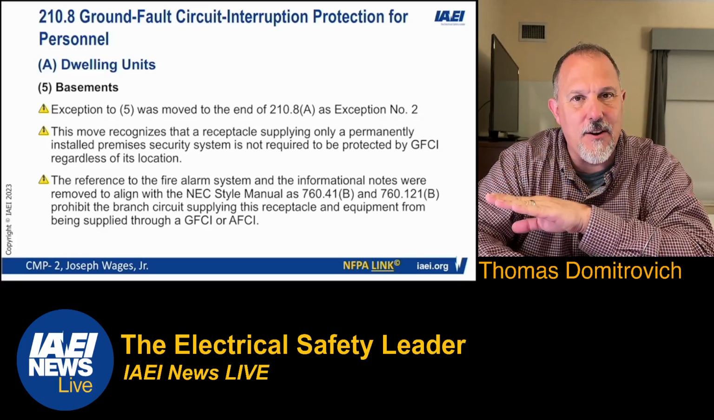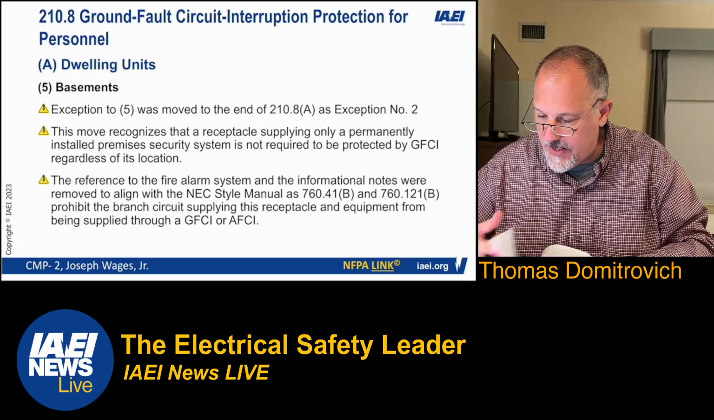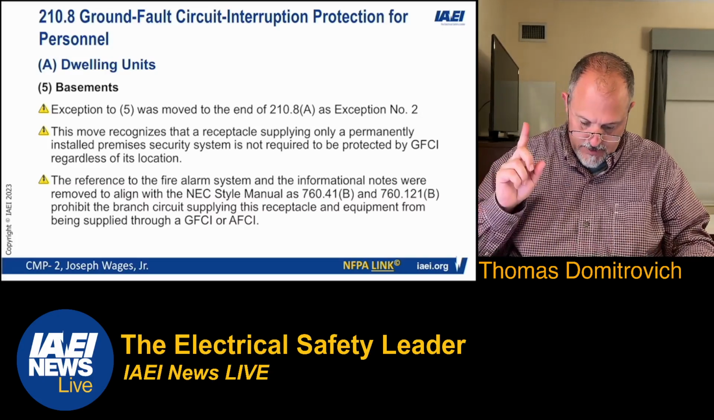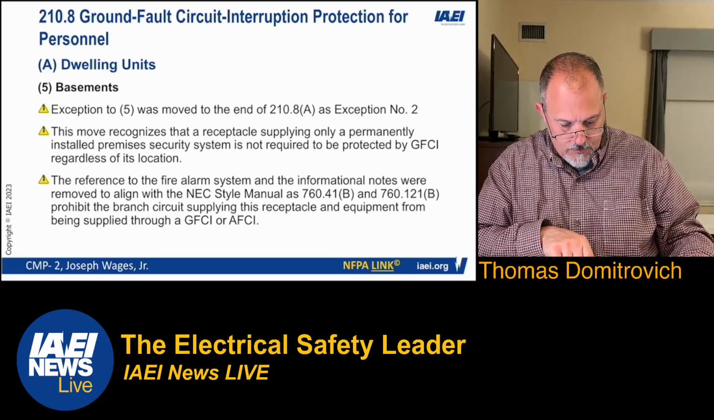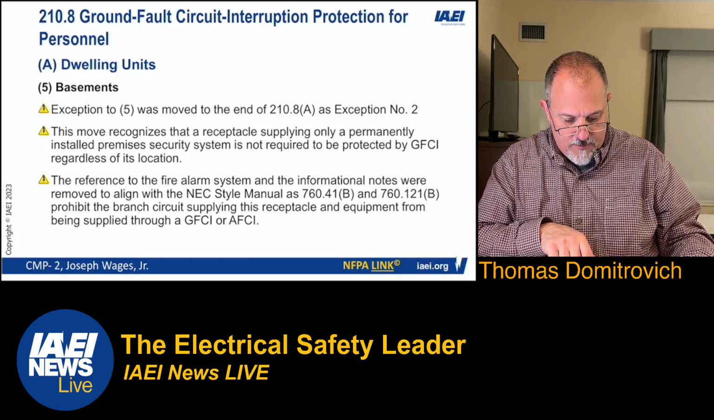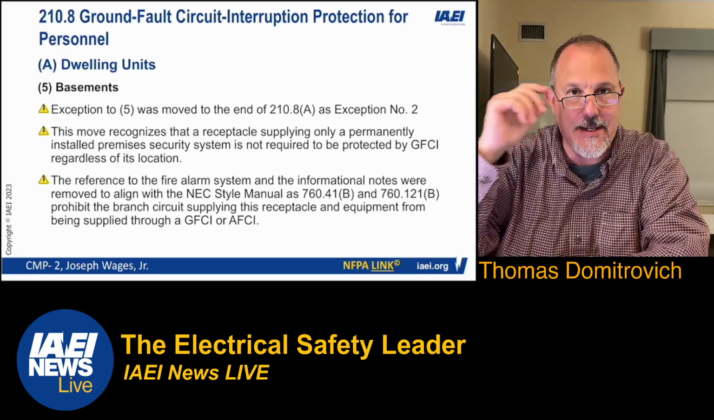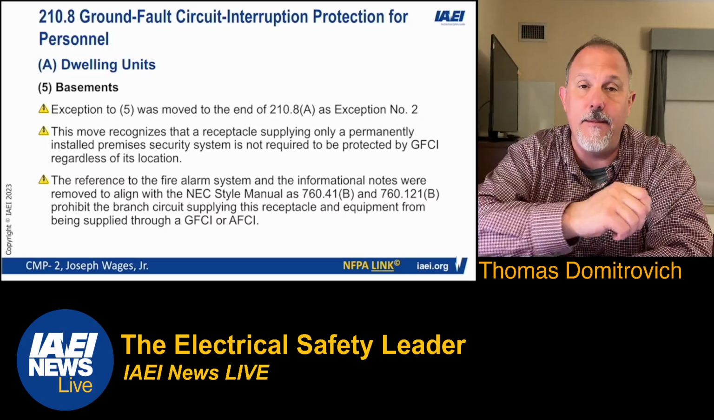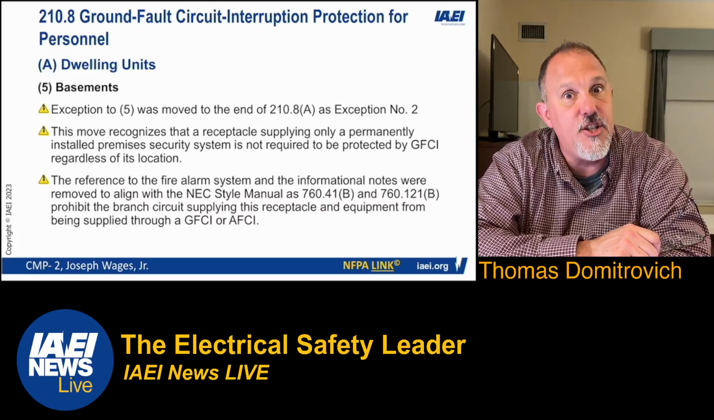So let's talk about the fire alarm systems. In 760.41(B), it says that this branch circuit shall not be supplied through a ground fault circuit interrupter or an arc fault circuit interrupter. So I did not need the exception for 760.41(B) or 760.121(B). Take my word for it, same language is there, because it's in chapter 7.